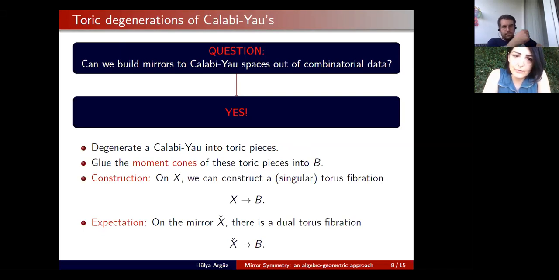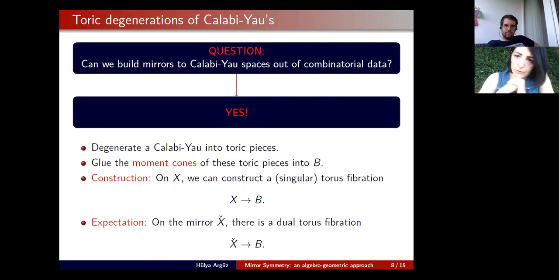And the idea to do that is when you have a Calabi-Yau, you can degenerate it into unions of toric varieties and build something that is not a singular toric variety, but a union of toric varieties glued along toric strata. And then you can construct the base of a fibration on the Calabi-Yau by looking at each of the moment cones of these components of the central fiber. And I will give examples of this. And by patching these moment polytopes together.